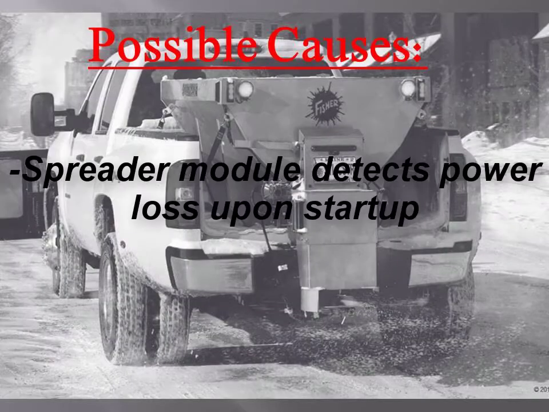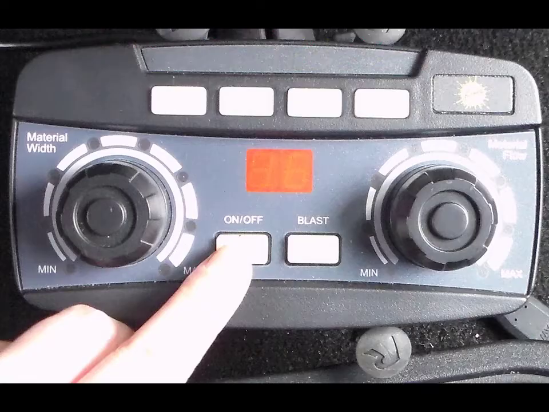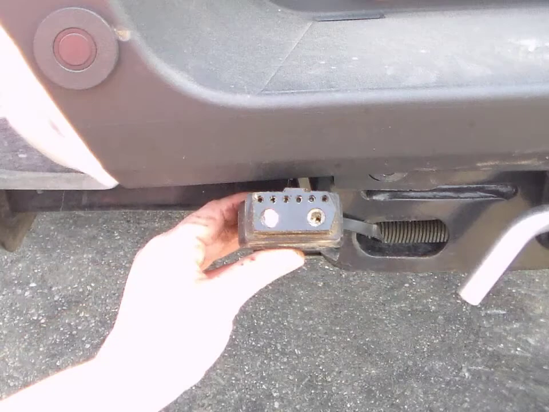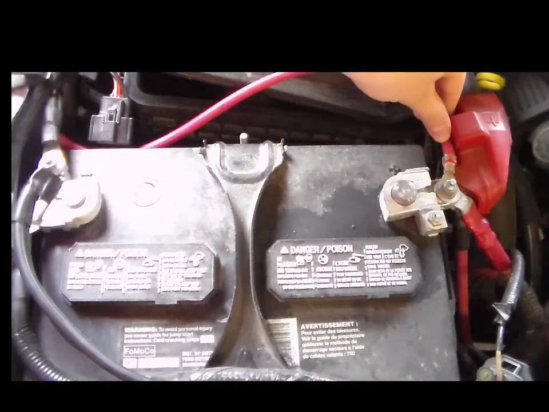RS indicates reset of spreader module. This can be caused when the module detects power loss upon startup. Reset the control by pressing the on-off button. Check the vehicle harness and battery connection.